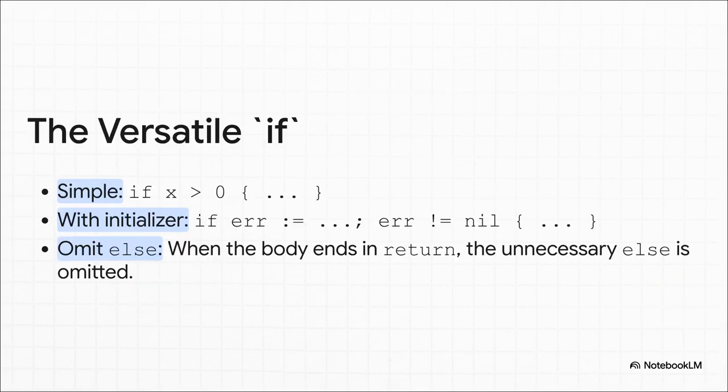And Go's if statement is just incredibly versatile. Beyond the simple form, this second one, the if with an initializer statement, is pure, classic, idiomatic Go. It lets you define a variable and check it in one single clean line. But just as important is what you don't see here, a big nested else block. The convention is to handle your errors first and then return, which lets the main logic, the happy path, flow straight down the page. It's so much easier to read.